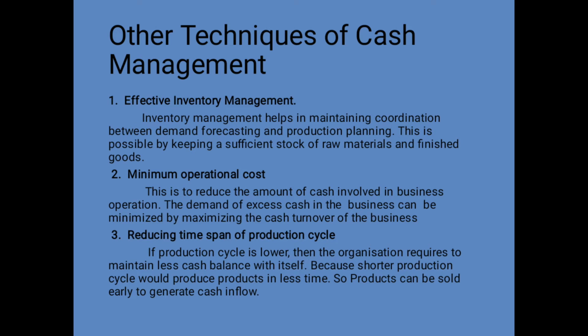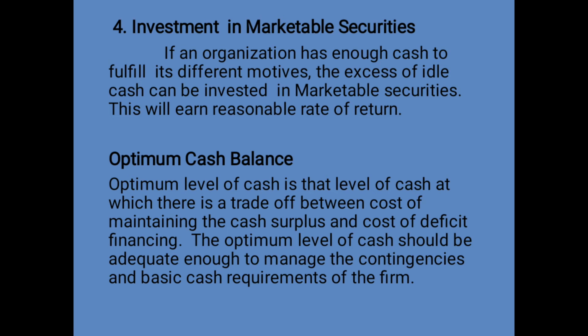Because we are taking less time for the production and it is converted into cash very quickly. Okay, and the next point is investment in marketable securities. Okay, if the company is having enough idle cash or excess of idle cash, it can be invested in marketable securities, easily marketable securities, like certificate of deposit, like commercial papers. In those marketable securities we can invest our excess cash.